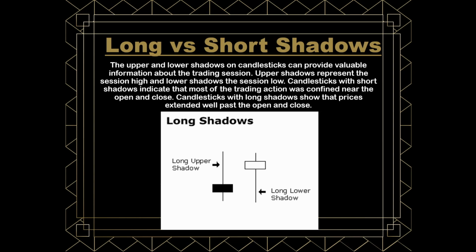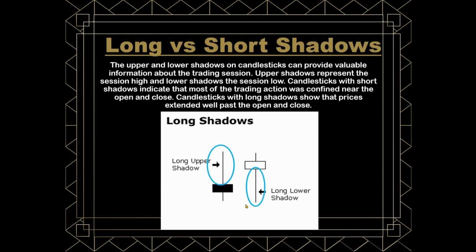Candlesticks with short shadows indicate that most of the trading action was confined near the open and close. Candlesticks with long shadows show that prices extended well past the open and close. I personally like to look for long shadows or wicks near support or resistance.